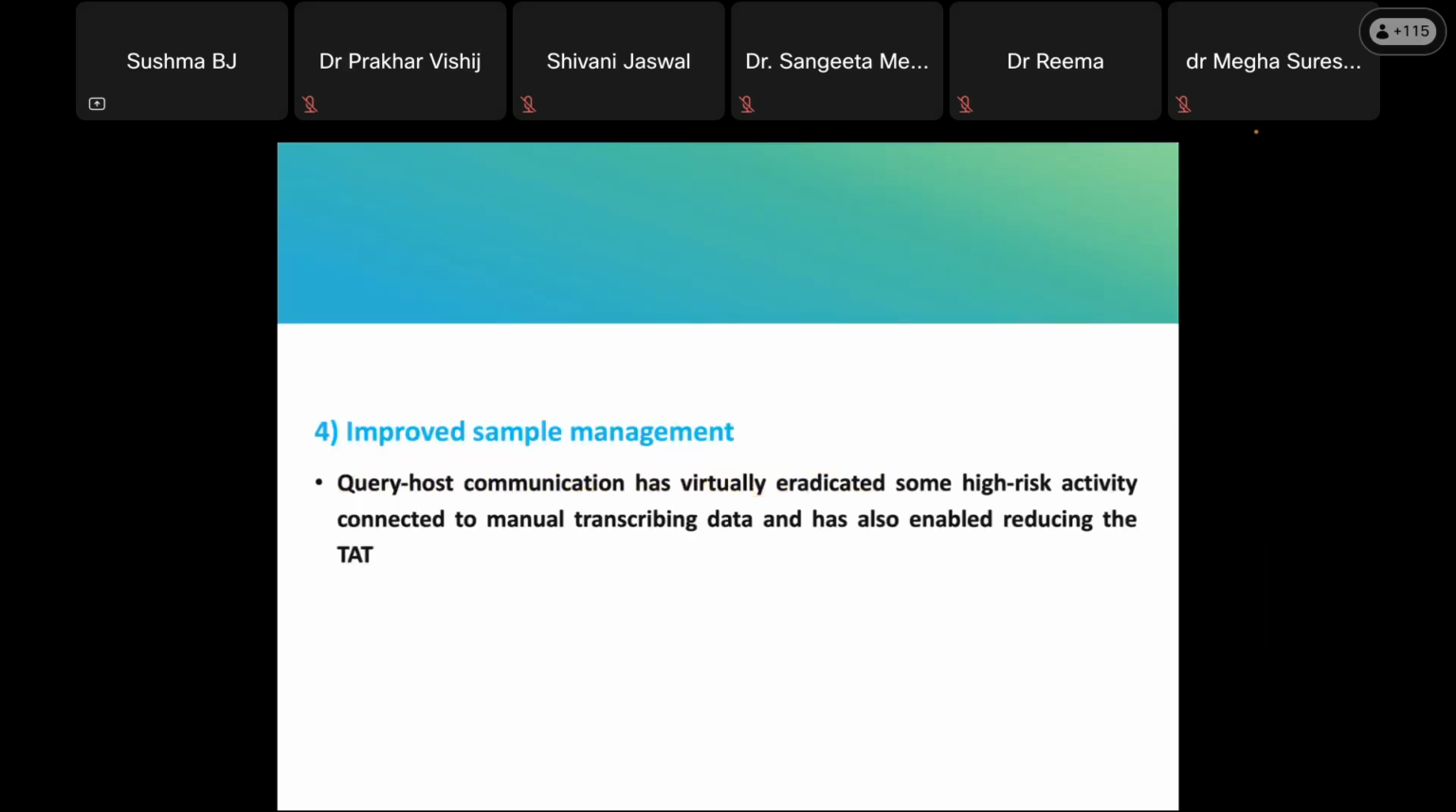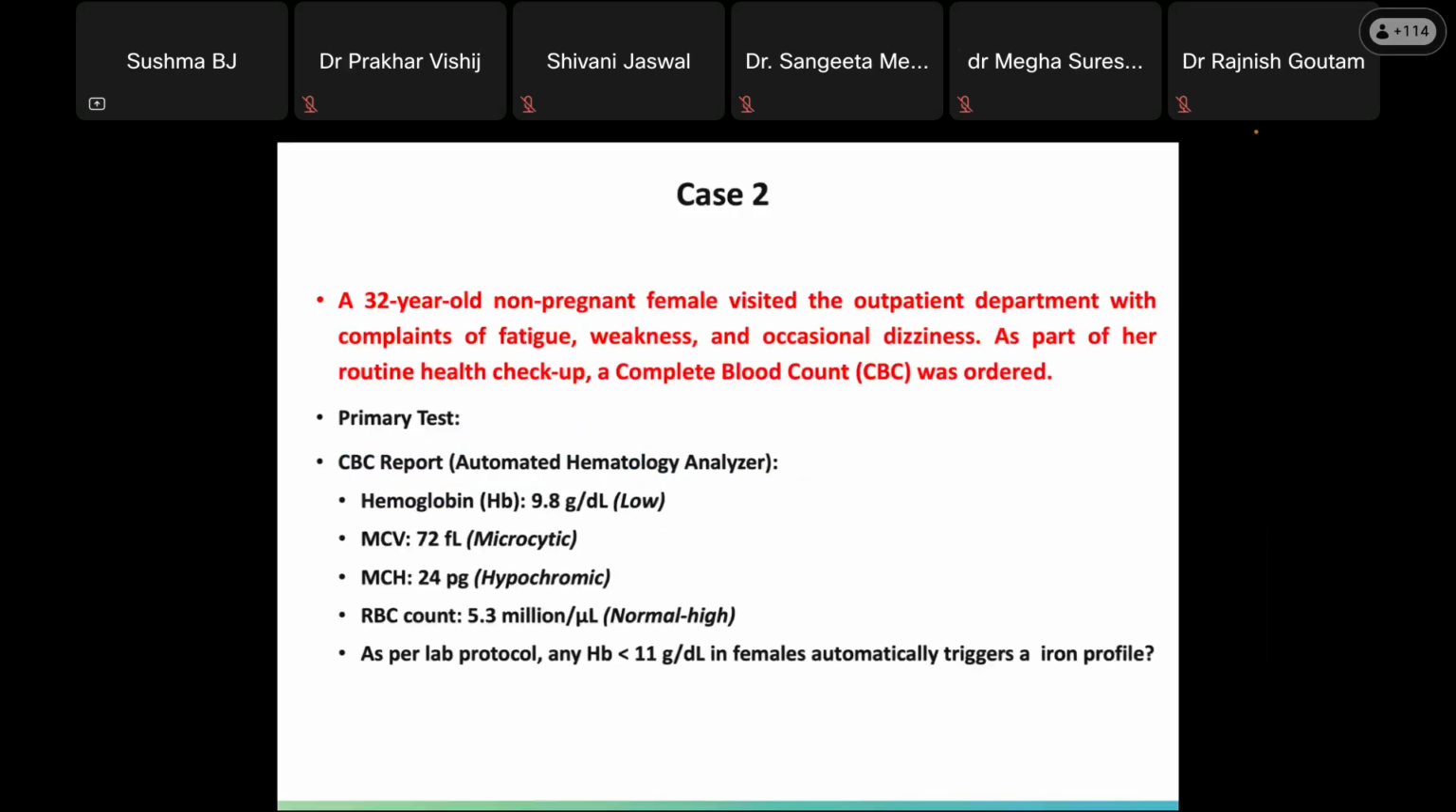Now coming to the fourth advantage, which is again one of the important advantages: it improves sample management. Query host communication has virtually eradicated some high risk activity connected to the manual transcription of the data, and also it has enabled reducing the turnaround time.